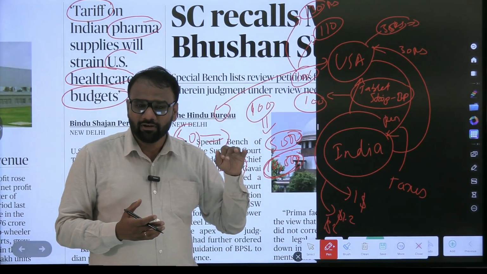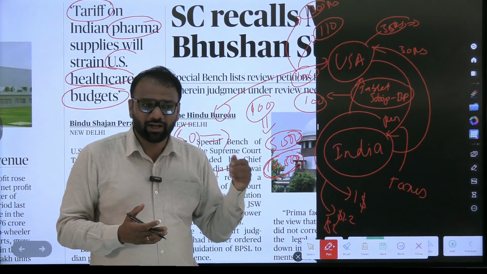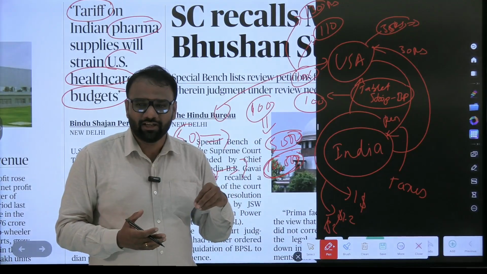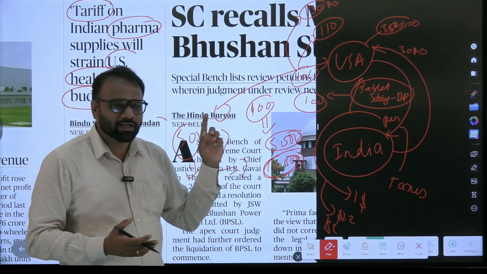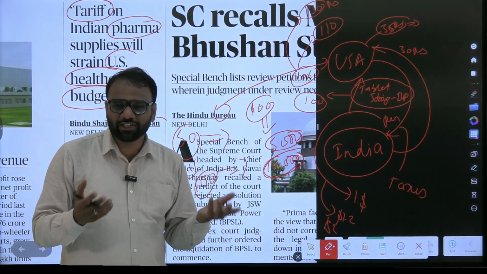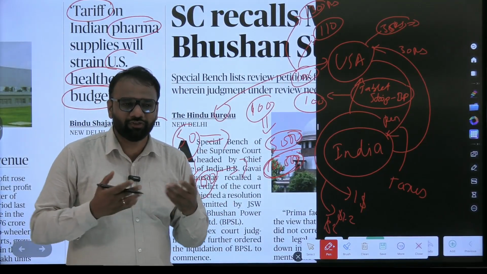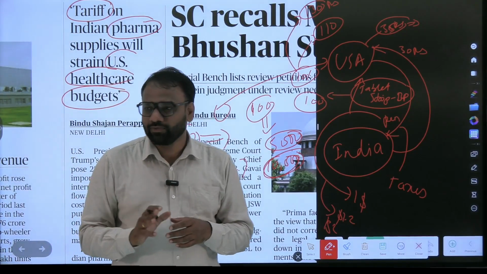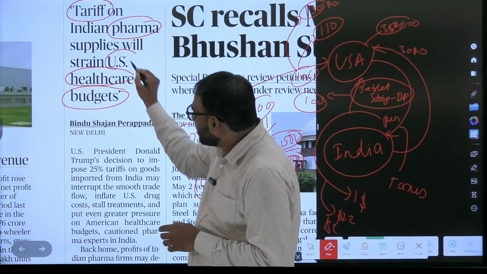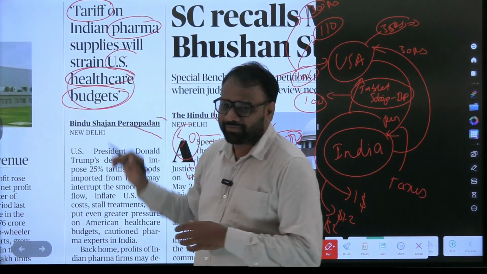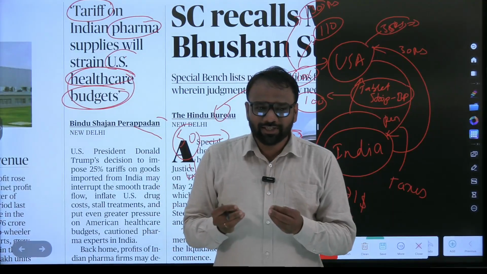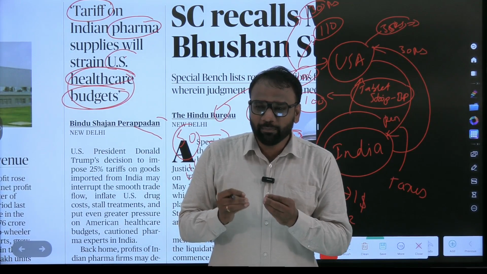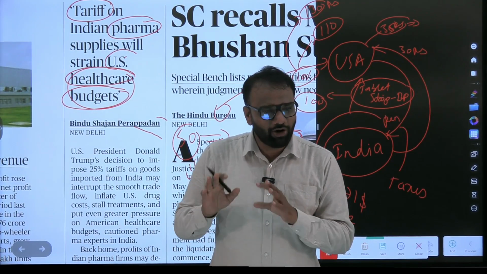Now what happens? When the cost increases, probably it may start buying a lesser number of vaccines. Rather than giving it to 100 children, they may only select 50 children and give vaccination only to 50 children. Because of what? Because of the increase in the budget. Okay, budget. So it will strain US healthcare budgets. So when the USA increases the tariff on the imports from India, it will impact India, we have already seen.